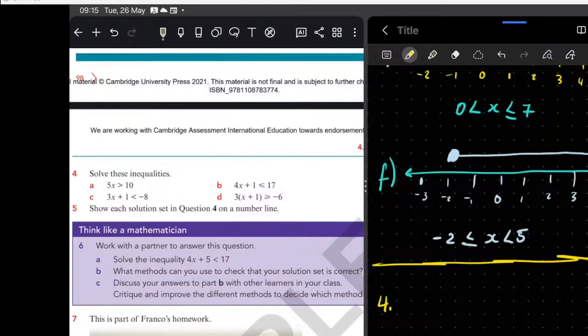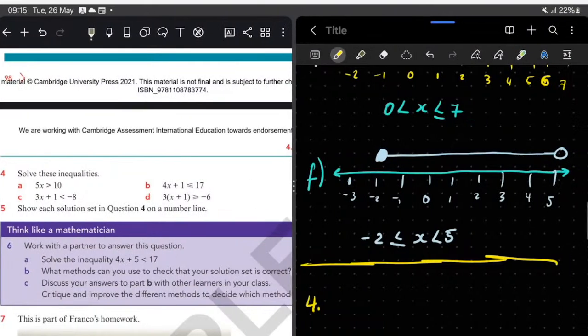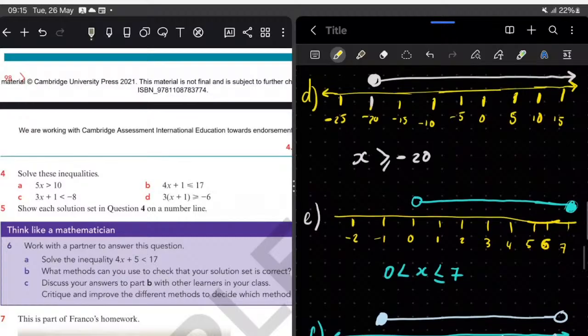Okay, wait. Give me a second. We have a problem. I'm so sorry. Some part was not visible.